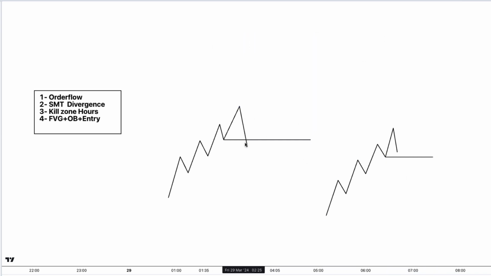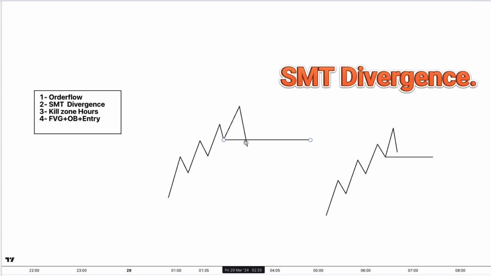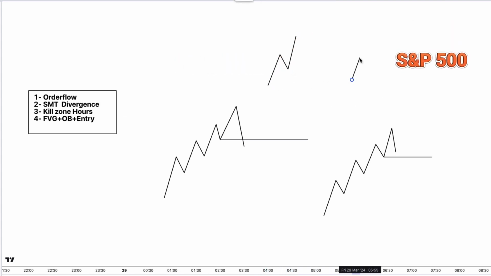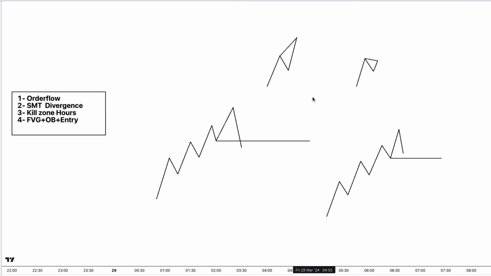So what is SMT divergence? It can be found between two correlated pairs or even three, for example, NAS 100 and S&P 500. Let's assume that NAS 100 made a higher high, and S&P 500 failed to create another high. This right here is what I call SMT divergence, or as a lot of ICT students, and ICT himself, call it, SMT.